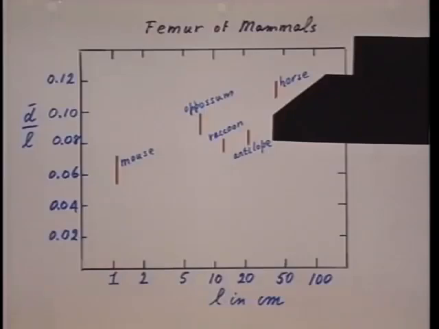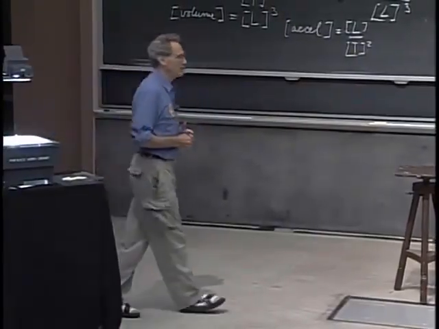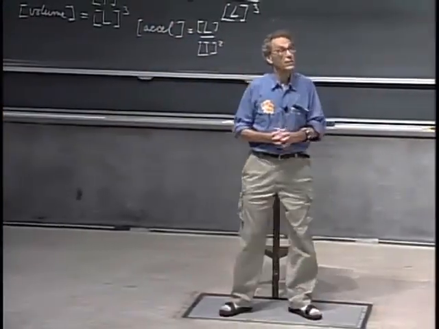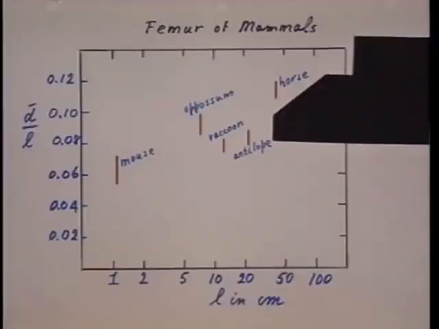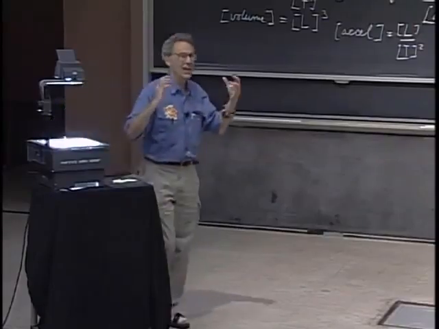Because look, the horse is 50 times larger in size than the mouse. The difference in d over L is only a factor of 2. And I expected something more like a factor of 7. And so in d over L, where I expect a factor of 7, I only see a factor of 2. So I said to myself, oh my goodness, why didn't I ask them for an elephant?